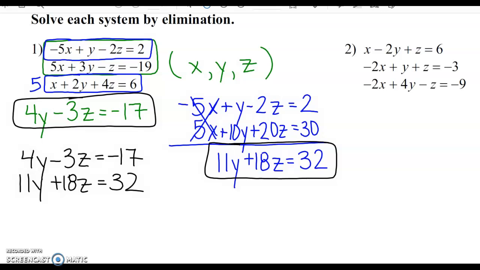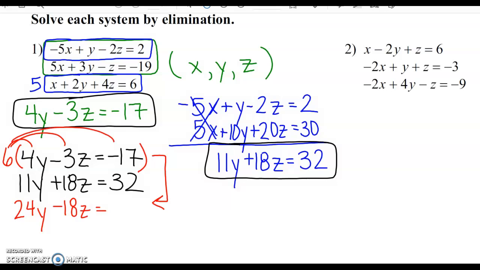So I'm going to go for the z's. I have 18. The opposite of 18 would be negative 18. So I'm going to multiply the negative 3 by 6. So let's see. 6 times 4y is 24y. 6 times negative 3z is negative 18z equals 6 times negative 17.